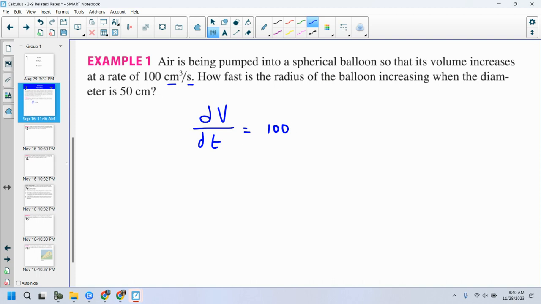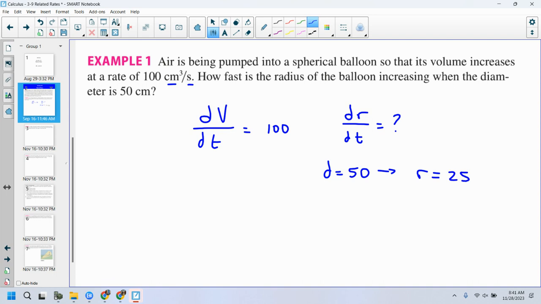We know that, and we want to find the rate of change of the radius. I want to find dr/dt. That's what we are looking for: the rate of change of the radius, not the actual measurement of the radius. How fast is the radius increasing when the diameter is equal to 50? And when the diameter is 50, what's the radius? 25.